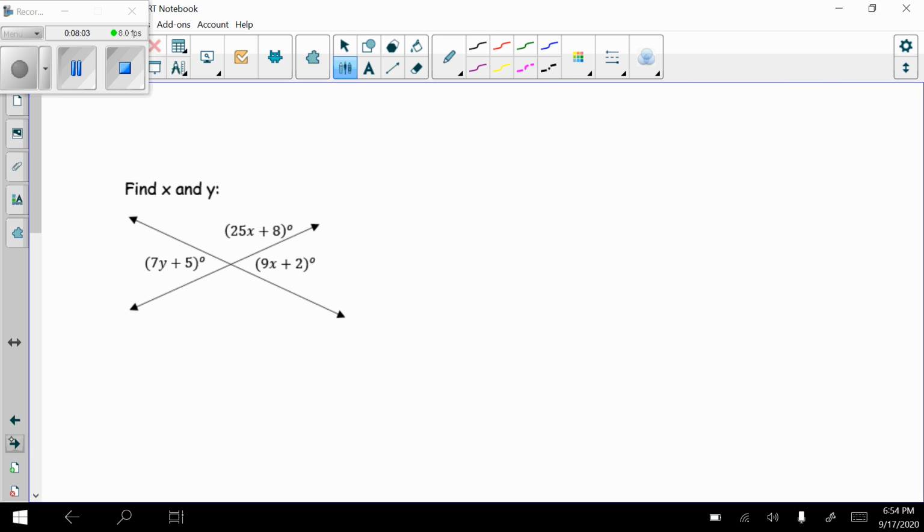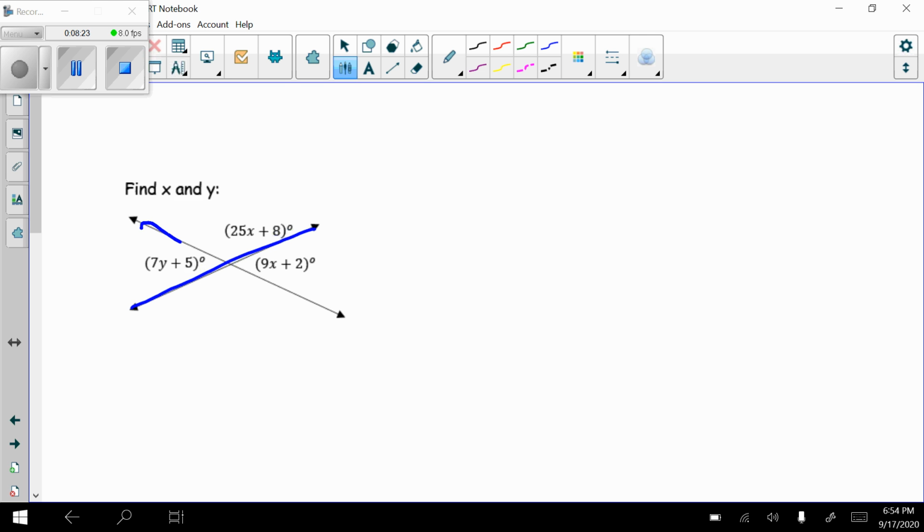Let's look at the next page. Again, this is kind of a review of what we were doing yesterday. So I have to be able to identify what type of angles they are and what I know about them. We just want to solve for x and y. I see that these two are a linear pair. So I know that they would add together to equal 180, but one's an x and one's a y. So that's not going to do me any good.